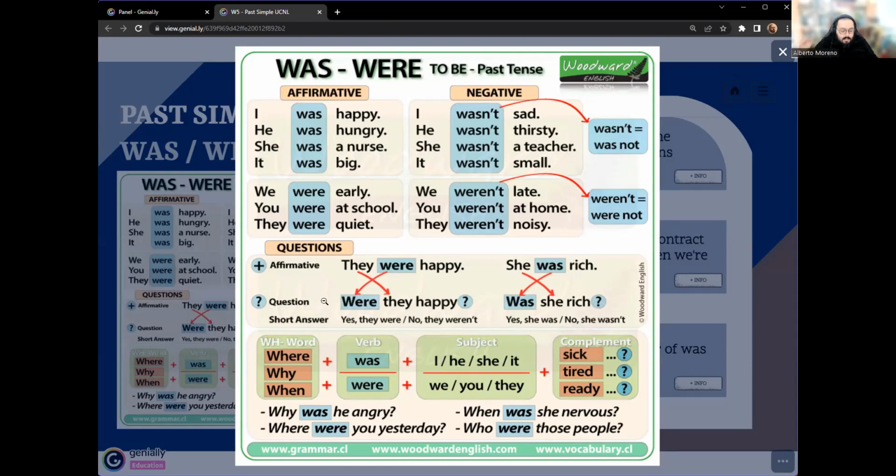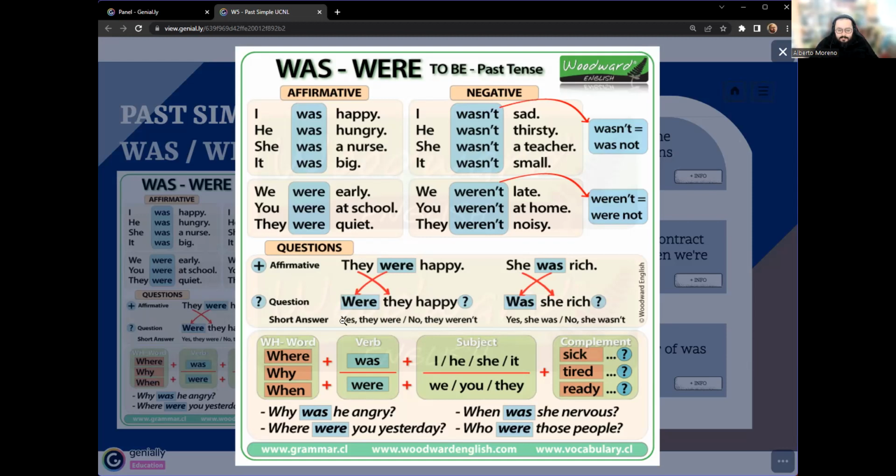Ahora con la pregunta pasa algo distinto. Si se acuerdan, en la oración afirmativa y negativa comenzamos con sujeto, verb to be más complemento. Con la pregunta, vamos a tener primero el verb to be, seguido del sujeto, más el complemento y un signo de interrogación. Were they happy? Was she rich? Este tipo de preguntas nos arrojan respuestas de sí y de no. Solamente podemos tener como respuesta sí o no.